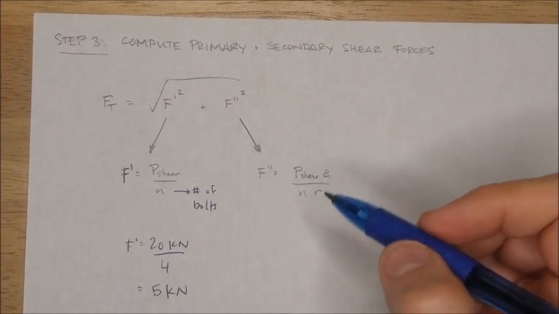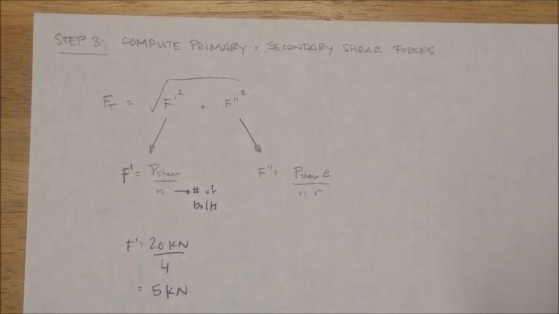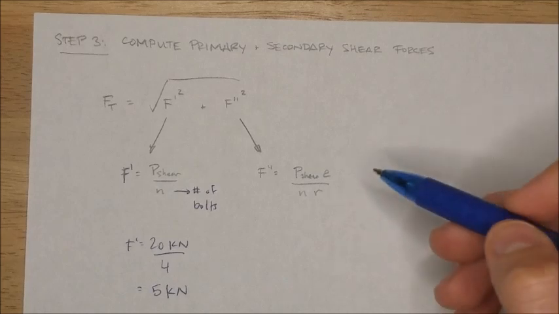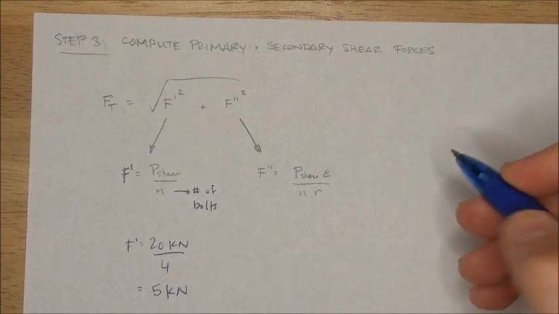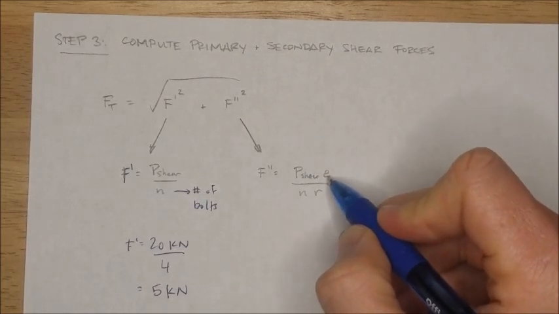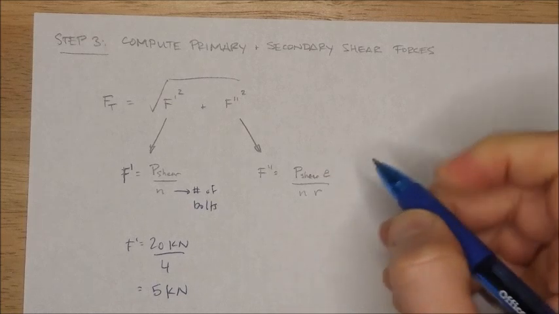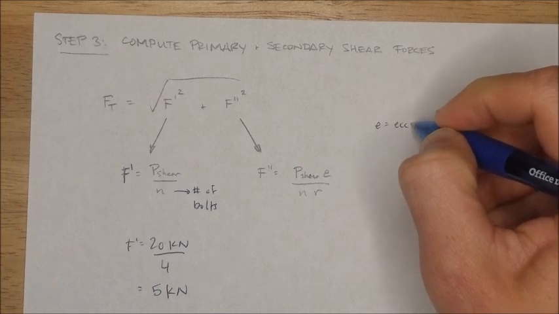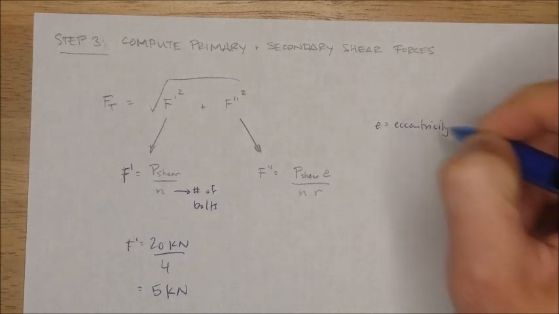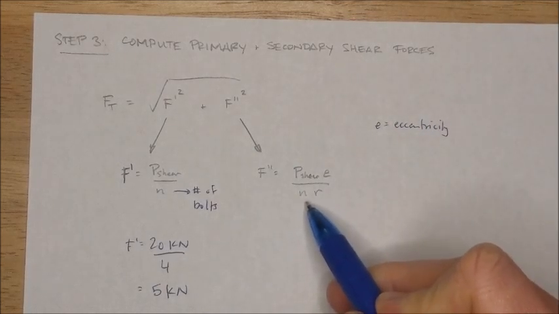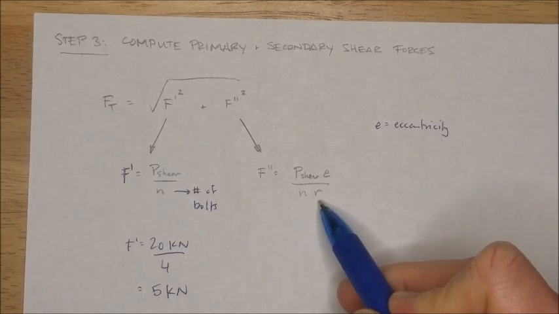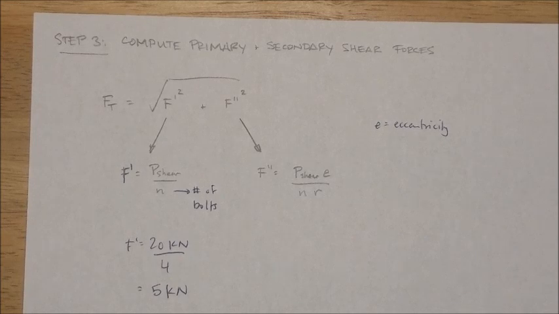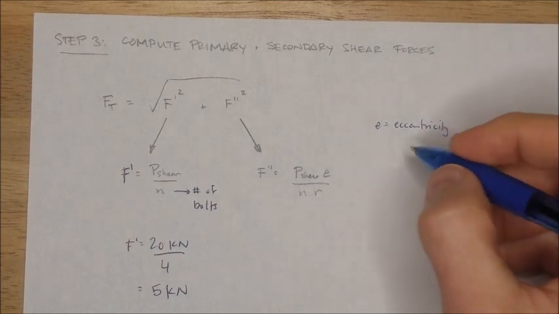Simple. All right. F double prime, a little bit more complicated. We know our bolt group is symmetric, so we've got our applied load times the eccentricity of the load to the centroid of the bolt group. So we'll write E as eccentricity, divided by the number of bolts times the radius from the bolt group centroid to the critical fastener. So let's quickly compute E.